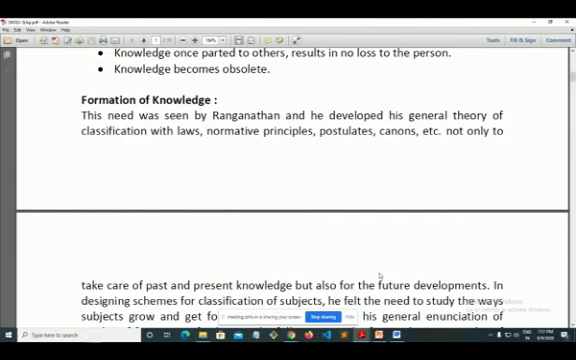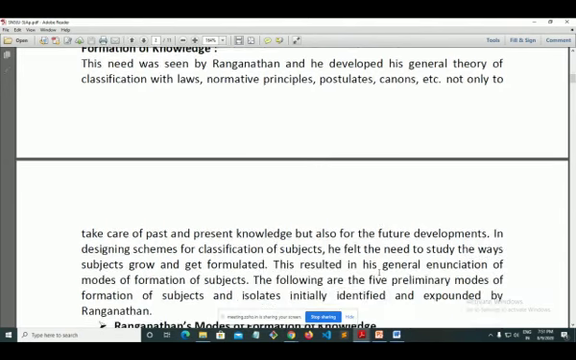Ranganathan, in designing schemes for classification of subjects, felt the need to study the ways subjects grow and how they get formulated. This resulted in his general enunciation of modes of formation of subjects. The following are the 5 preliminary modes of formation of subjects and isolates initially identified and expounded by Ranganathan.